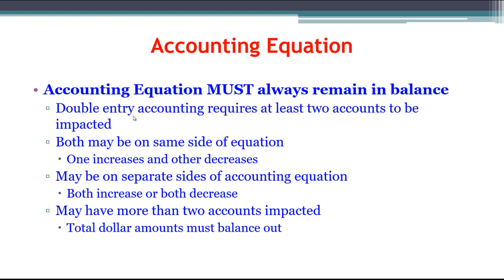The other thing about double entry accounting is that it's not limited to two accounts. I said at least two. You might actually have 3 or 4 or 5 accounts impacted. The quantity of the accounts is not the issue. It's the total dollar amount that must balance out. So let's say you have 2 different assets that are in total increasing by $10,000, and then you have a liability increasing by $10,000. You had 3 accounts impacted, but we're still in balance. The 2 assets or 3 assets or 4 assets, however many it was, total $10,000. That balances to the $10,000 increase on the liability side. So we're good to go there.